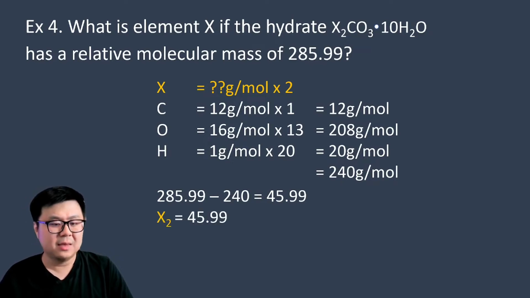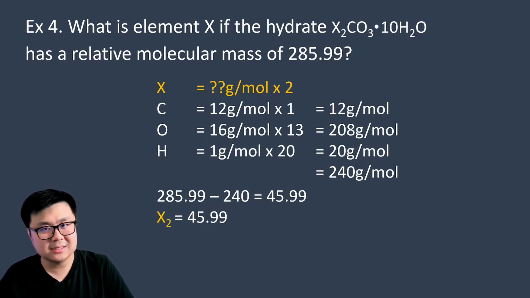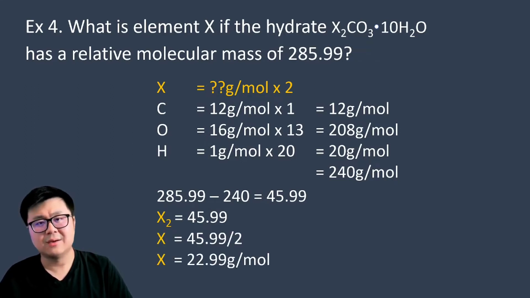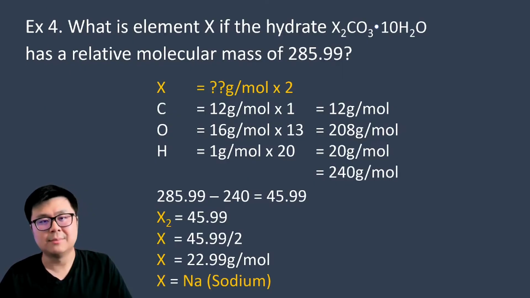So let's think about it. If X2 gives me 45.99, then what is the molar mass of each individual X element? We just divide 45.99 by 2, and that is going to give us 22.99 grams per mole. Now we know that element X has a molar mass of 22.99 grams per mole. All we have to do now is look at the periodic table. Can we find an element with 22.99 or 23? There it is. That's sodium. So our final answer, the element X, is sodium, or Na.